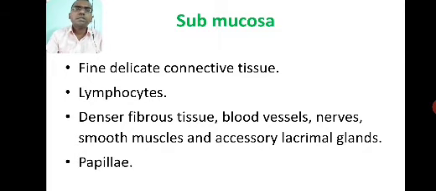Another one is called the submucosa. It is a fine, delicate connective tissue, that is lymphocytes, also called adipose tissue. This is a denser fibrous tissue rich in blood vessels, nerves, smooth muscles, and accessory lacrimal glands. Here the papillae are present.